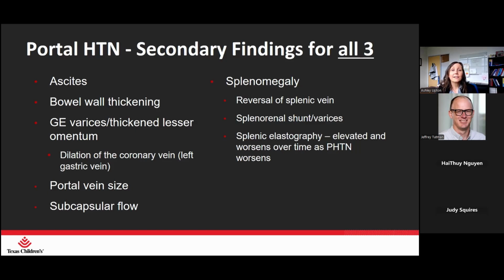Now to go over some of the secondary findings that can be seen with any type of portal hypertension. These can be seen with prehepatic, intrahepatic, or post-hepatic portal hypertension. Assessing for these findings can help us understand if their portal hypertension is clinically significant, or if following these patients over time, these can be used as signs if it's becoming worse. These patients can end up getting ascites, bowel wall thickening, they can get GE varices, their portal vein size may increase. You may be able to find subcapsular flow, and their spleens will become enlarged, as well as their elastography will become elevated.